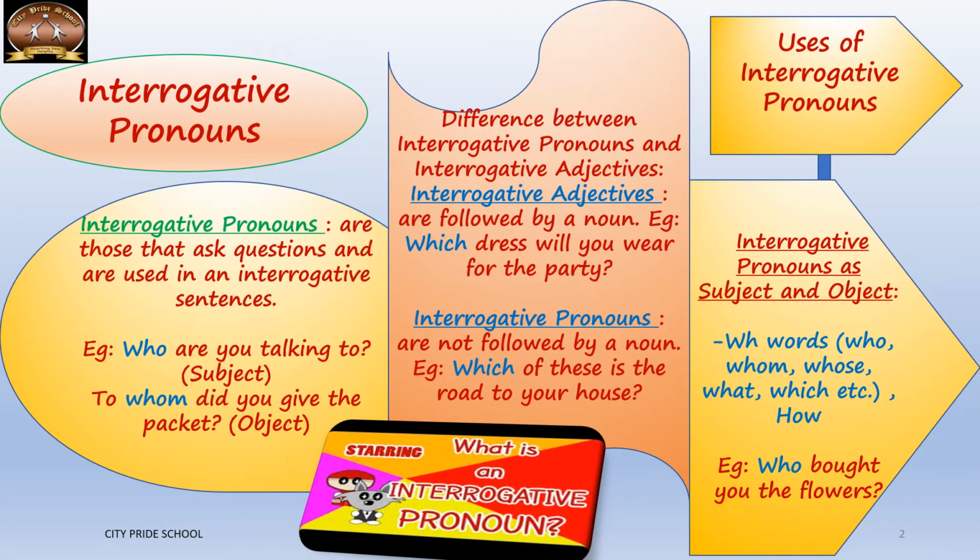Now we have interrogative pronouns. Interrogative pronouns are very simple. These are WH words or how, and they ask questions. A very important thing you need to understand is that when WH words come in a question, in an interrogative sentence, then these are interrogative pronouns.